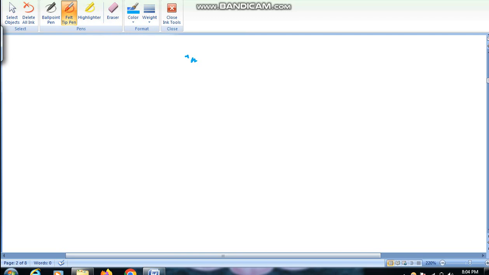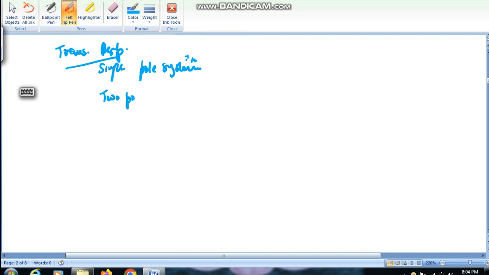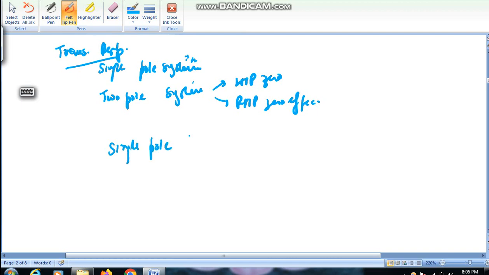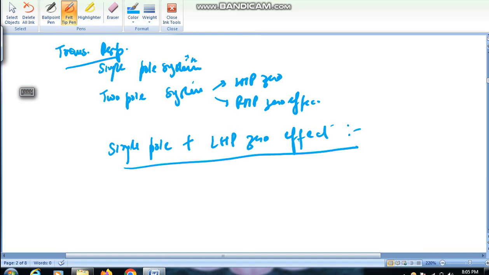Hello friends, in the previous video we have seen the transient response of a single pole system and a two pole system with left hand plane zero effect and right hand plane zero effect. Now in this video we will see a single pole plus left hand plane zero effect. So we are going to see these two things.